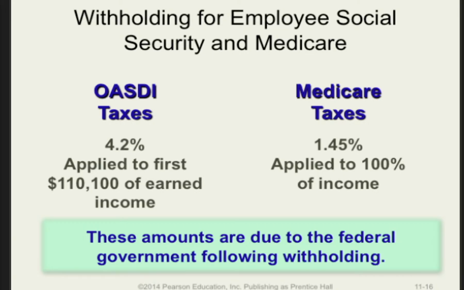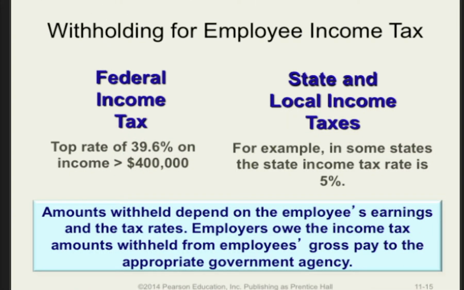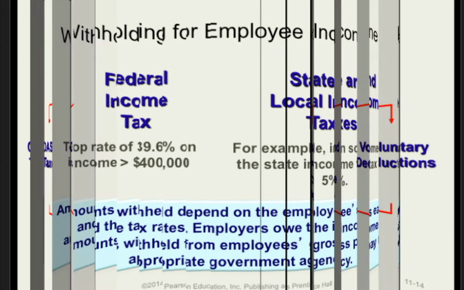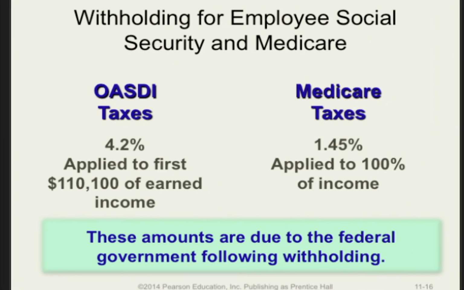OASDI, which was that old age and various other taxes that we talked about in this slide. That was old age, survivors, and disability insurance, which we commonly call Social Security. That's abbreviated as OASDI, and Medicare taxes are also withheld from the employee's check. The OASDI taxes are equal to 6.2% of the first $110,100 of income earned.